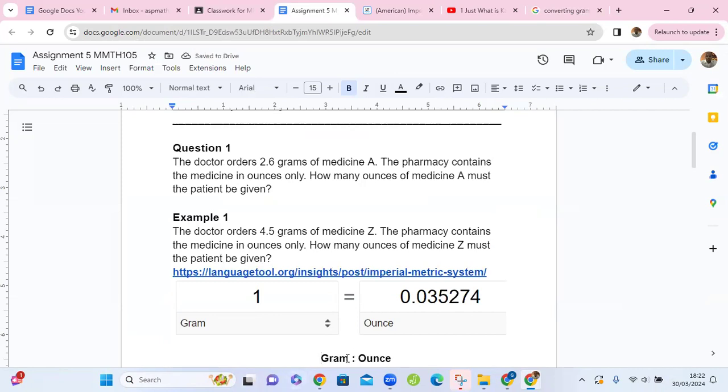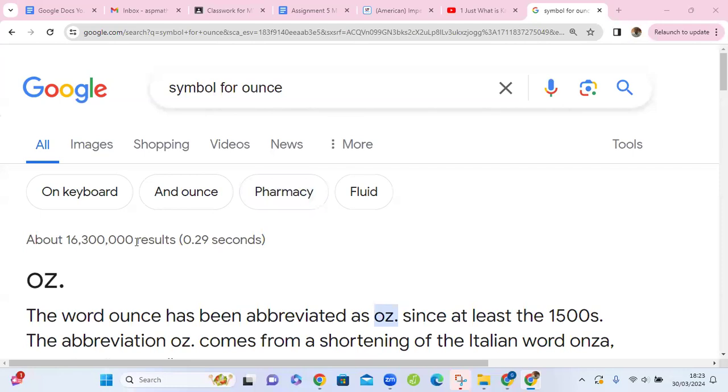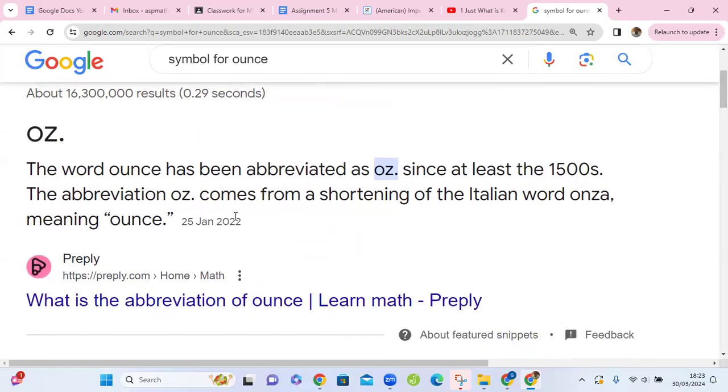By the way, the symbol for grams is a small g, and the symbol for ounce, I think, is oz. Let me verify. So here's the symbol for ounces, oz. The word ounce has been abbreviated as oz since at least the 1500s. The abbreviation oz comes from a shortening of the Latin word onza, meaning ounce.